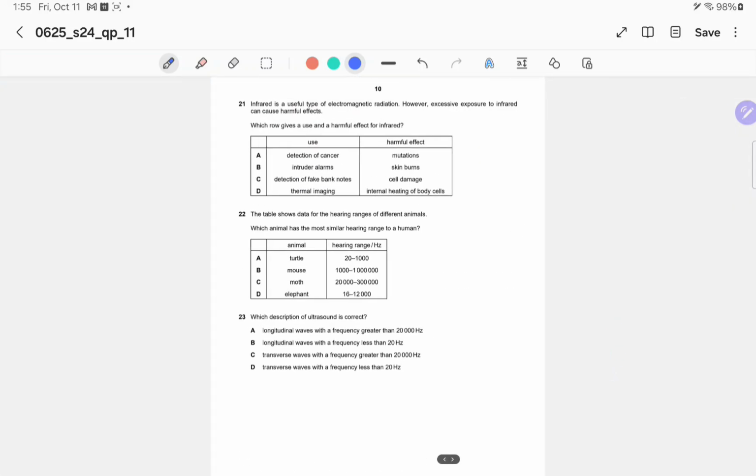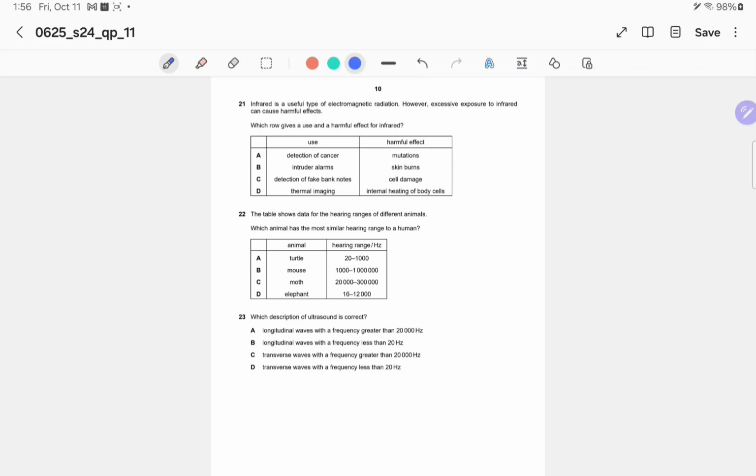21st question. Infrared is a useful type of electromagnetic radiation. However, excessive exposure to infrared can cause harmful effects. Which row gives a use and a harmful effect of infrared rays? What's the use of infrared rays? It's used in the detection of cancer. That is correct. It is also used in intruder alarms. This is correct. But on the harmful effect, I will go through the first two alone, then we will go through the remaining.